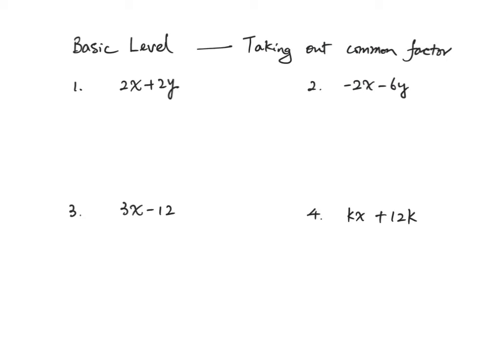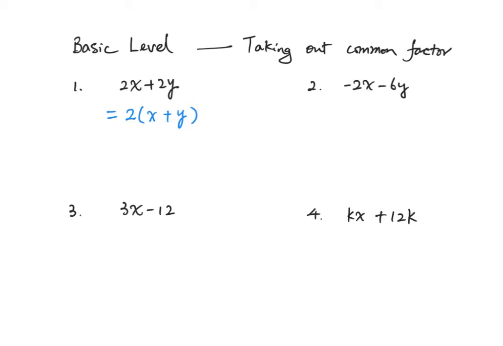Okay, let's talk about the basic level, taking out common factor. So for the first example, as you can see, 2x plus 2y. The common factor is 2. So you take out 2. What's left for the first term is x, and for the second term, positive y is left. So 2x plus 2y equals 2 times bracket x plus y.